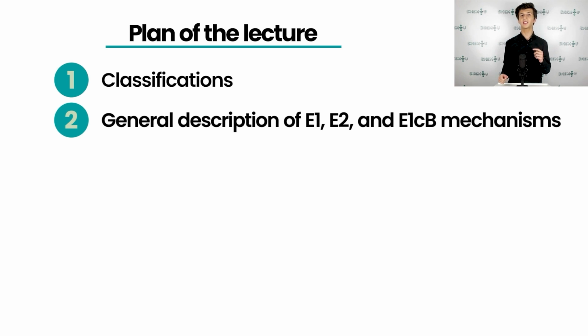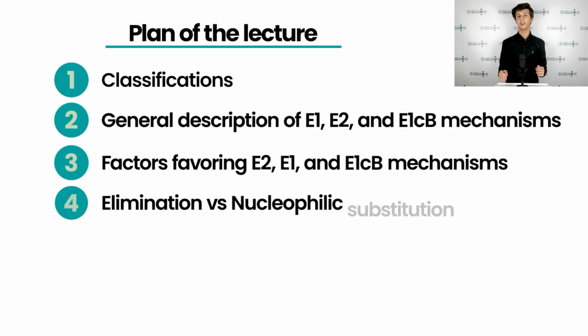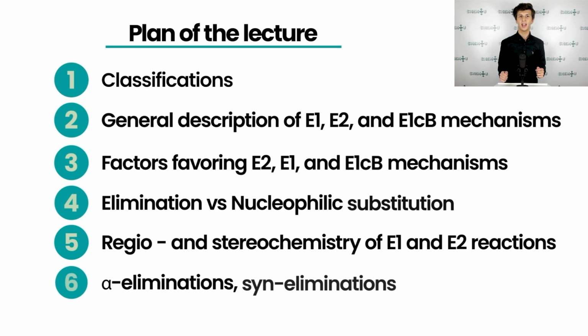Afterwards, we are going to discuss competitions between different elimination mechanisms and between eliminations and substitution reactions. To be more specific, we will study the influence of solvents, leaving groups, substituents, and bases on these competitions. Then, with this knowledge in hand, we will describe the regio and stereoselectivities of E1 and E2 reactions. In the end, we will discuss α-eliminations and some specific examples of syn eliminations in combination with the corresponding mechanism.